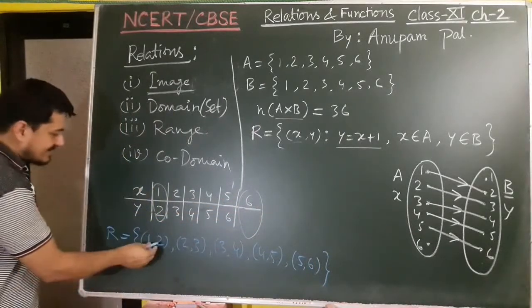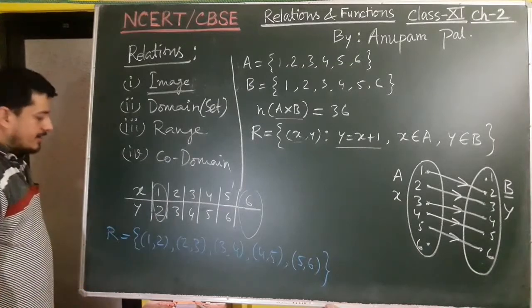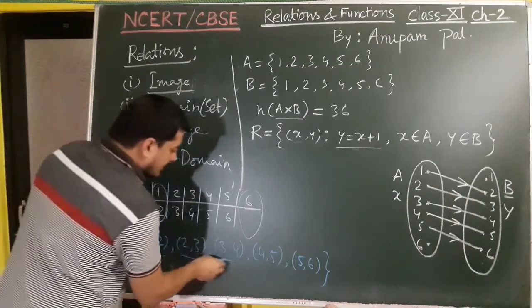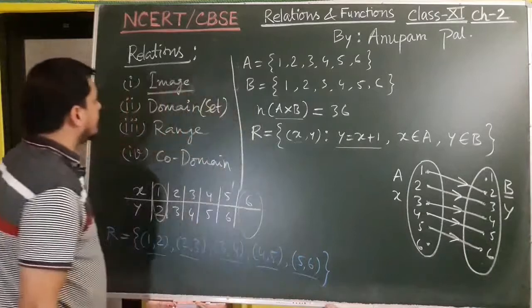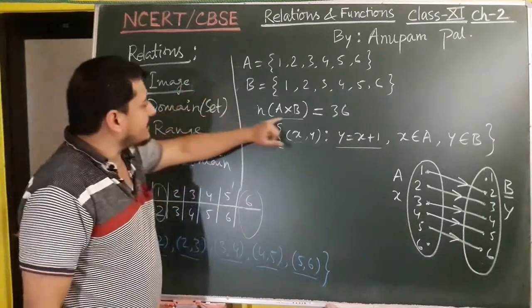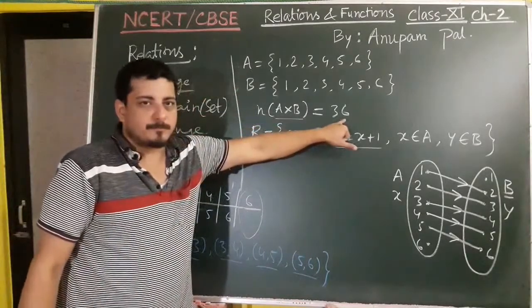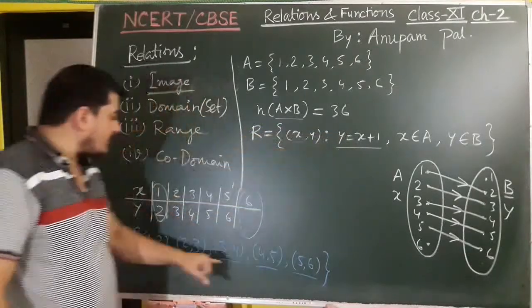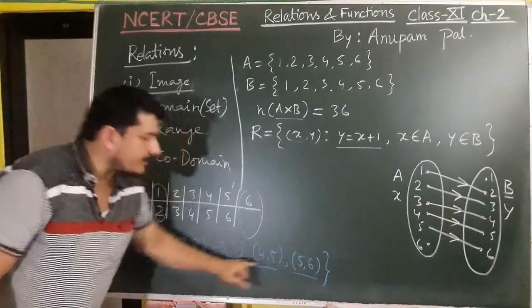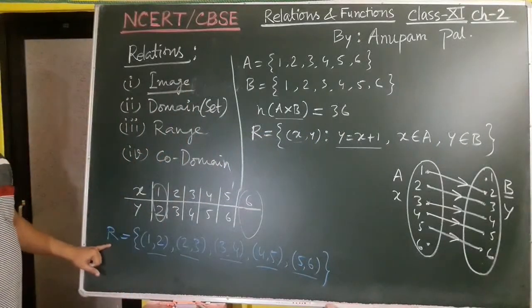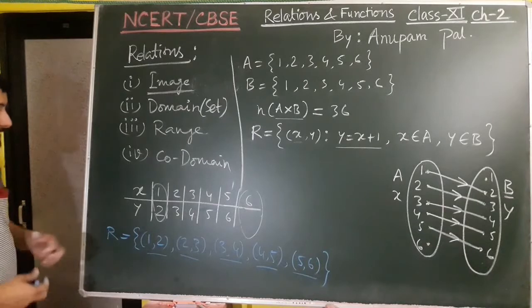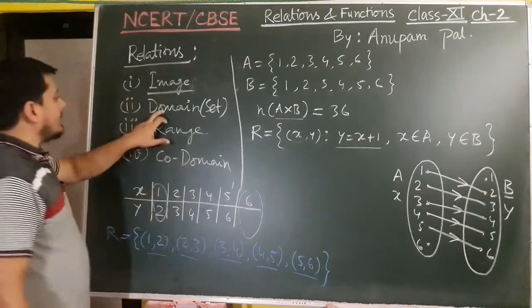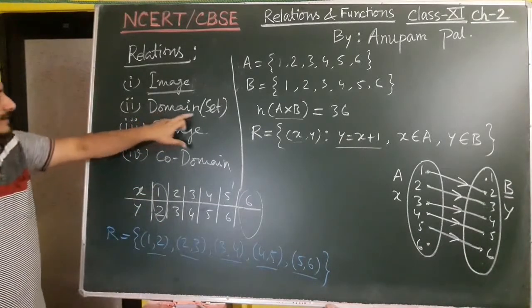Now you can see in this relation how many ordered pairs are there? 1, 2, 3, 4, 5. Okay, and in A cross B there are 36 elements. But relation works like a filter. So after filtering out we get only 5 ordered pairs in the relation. Okay, now this is the relation. Now what is this domain? This domain is a set.